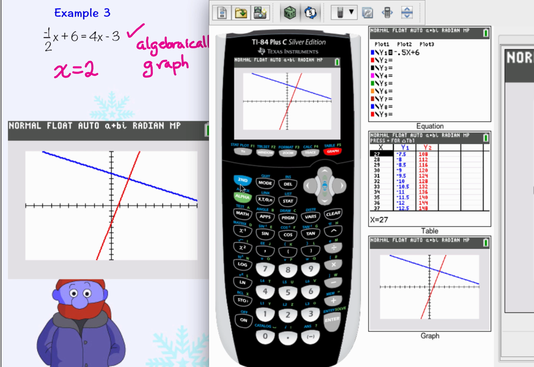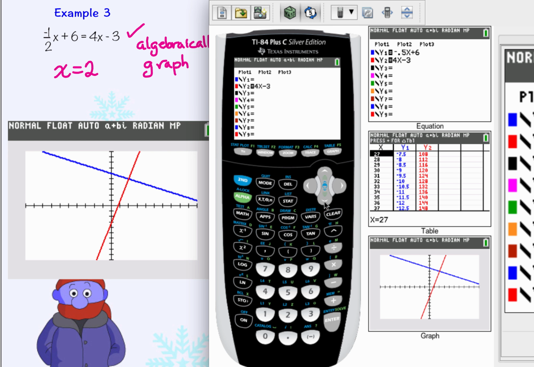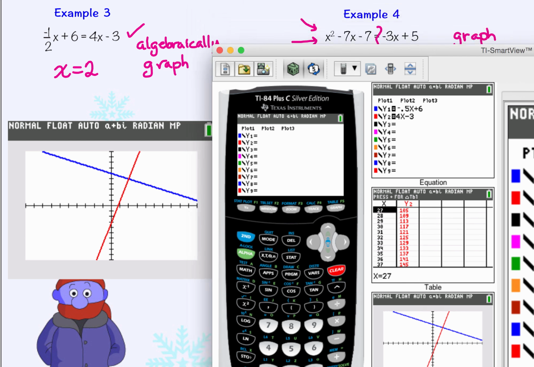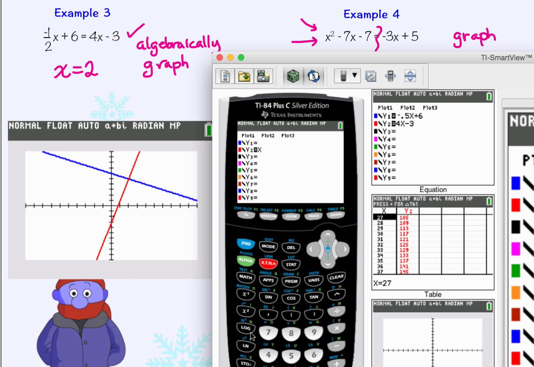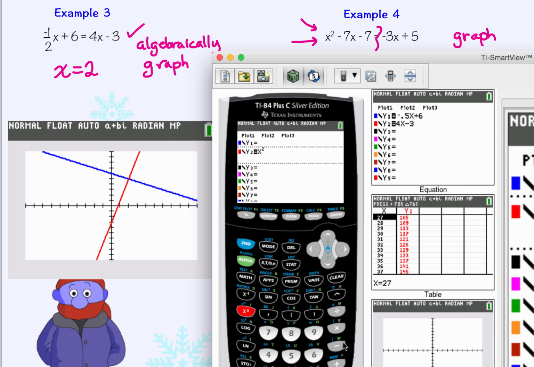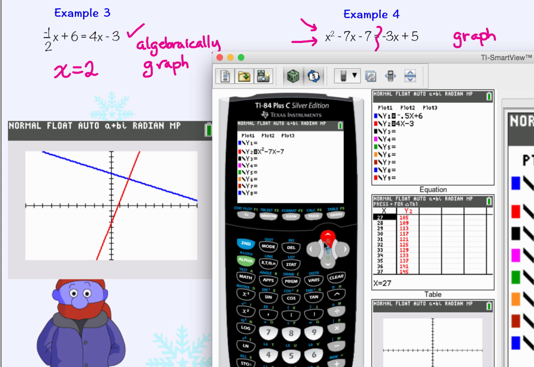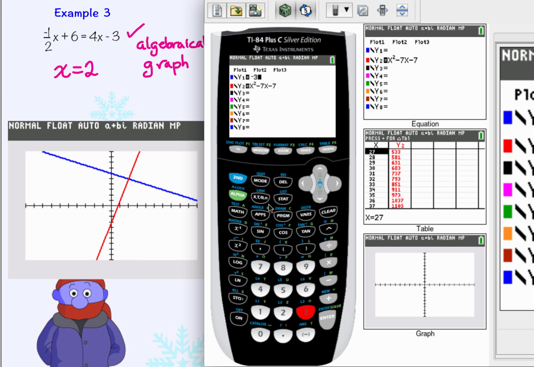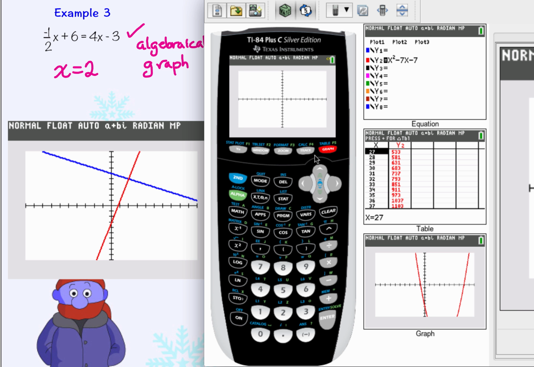So I'm going to get out my calculator and I'm going to type in what I see. Well, the first one is x squared minus 7x minus 7. And then the other one is negative 3x plus 5. Negative 3x plus 5. All right, I should have a parabola and a line crossing each other. There's my line. There's my parabola.